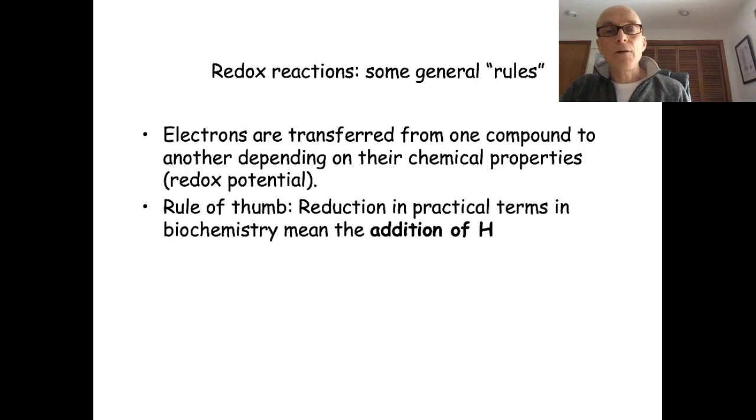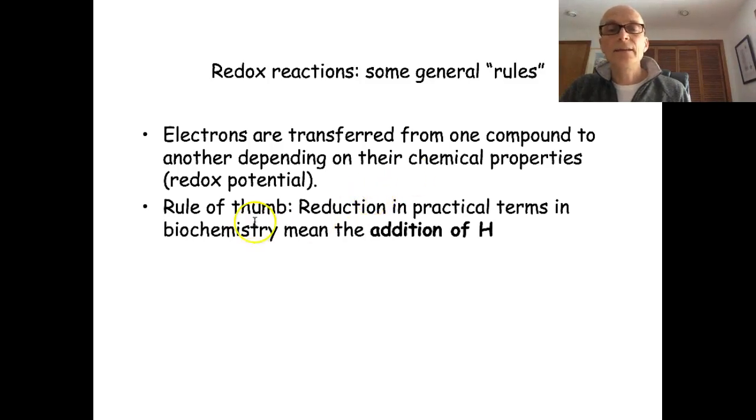So for our intents and purposes in biology and the discussion of light reactions and photosynthesis, there are two general rules I'd like you to keep in mind. So electrons are transferred from one compound to another depending on their chemical properties. So that is the redox potential of these substances between which the electrons flow.